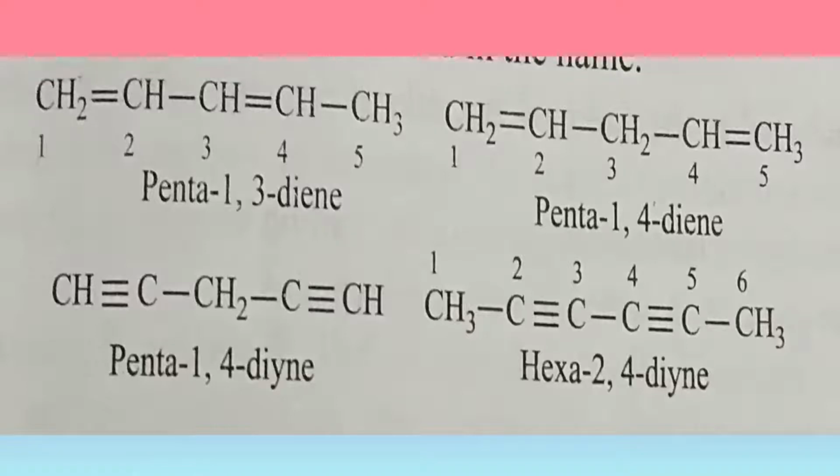Now coming to our fourth and last example, here the triple bonds are present somewhere in the middle, that is on the second and fourth carbon. Hence the name here is hexa-2,4-diyne.